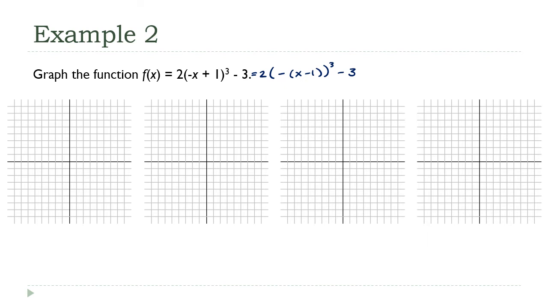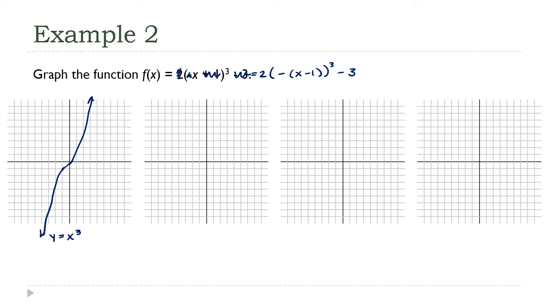All right, so now let's take a step back here and think about what our base function is. If I get rid of the dilation, the reflection, the translations, all that's left is y equals x cubed. So that's going to be my base function. Y equals x cubed looks something like this. Let me make that a little better. It's got to go through -1 here, right? So it's going to go a little more like that.